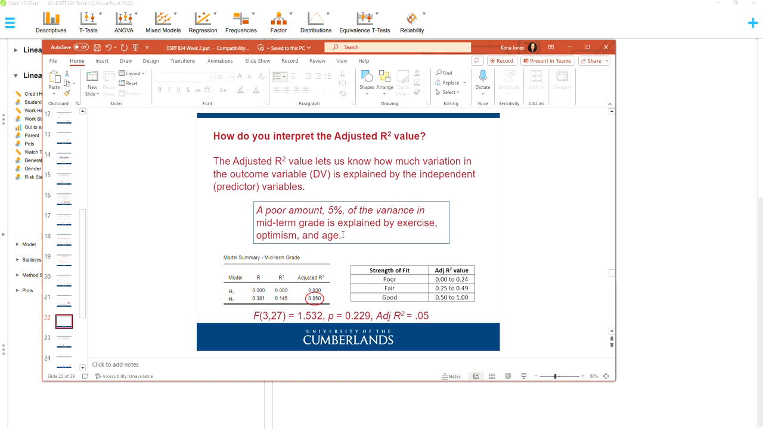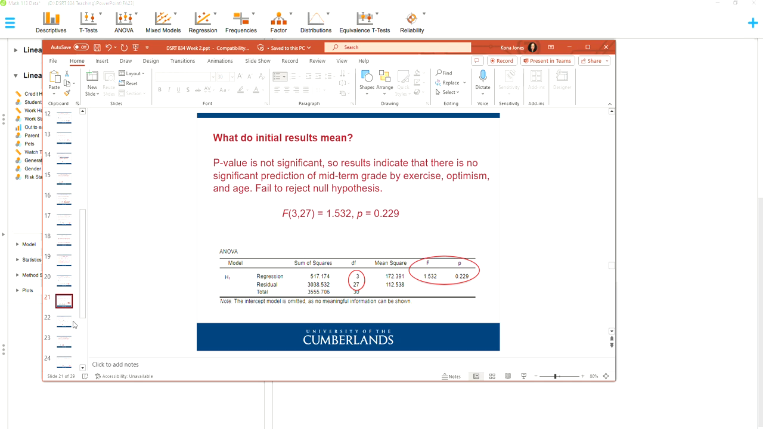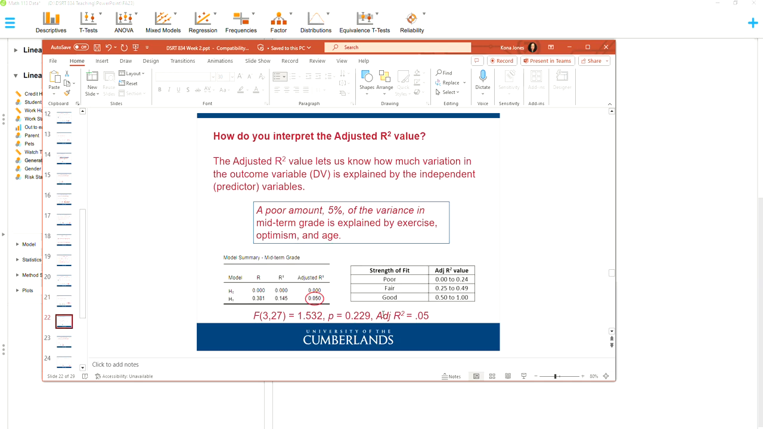It's extremely small, very poor. Remember how I said this is how you can't have nonsense results, because they're letting you know that's only 5%, or if it was worse, it could have been 0 or 1. But overall, these are pretty not great results, which supports the fact that our p-value was not significant. So these just go hand in hand together. And remember, italicize that adjusted R-squared value and make sure to add in that poor amount, 5% is explained.